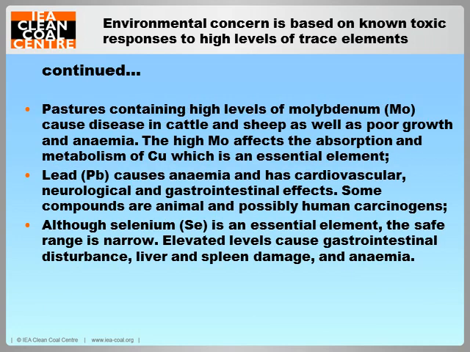Pastures containing high levels of molybdenum cause disease in cattle and sheep, as well as poor growth and anemia. The high molybdenum affects the absorption and metabolism of copper, which is an essential element. Lead causes anemia and has cardiovascular, neurological, and gastrointestinal effects. Some compounds are animal and possibly human carcinogens.